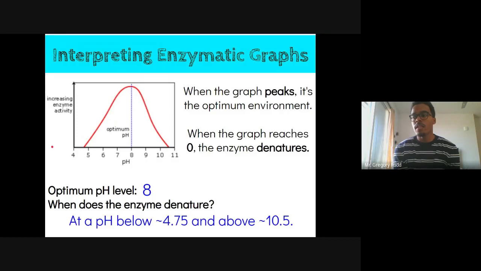If we went even further to the left and we had a pH of 2 somewhere over here, again, that enzyme is not working over there. So anything below 4.75, the enzyme will be denatured.